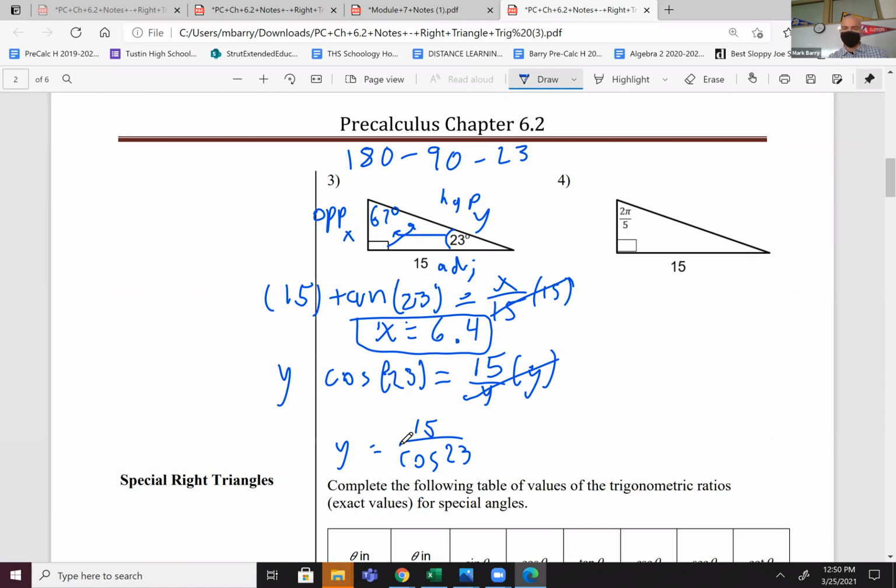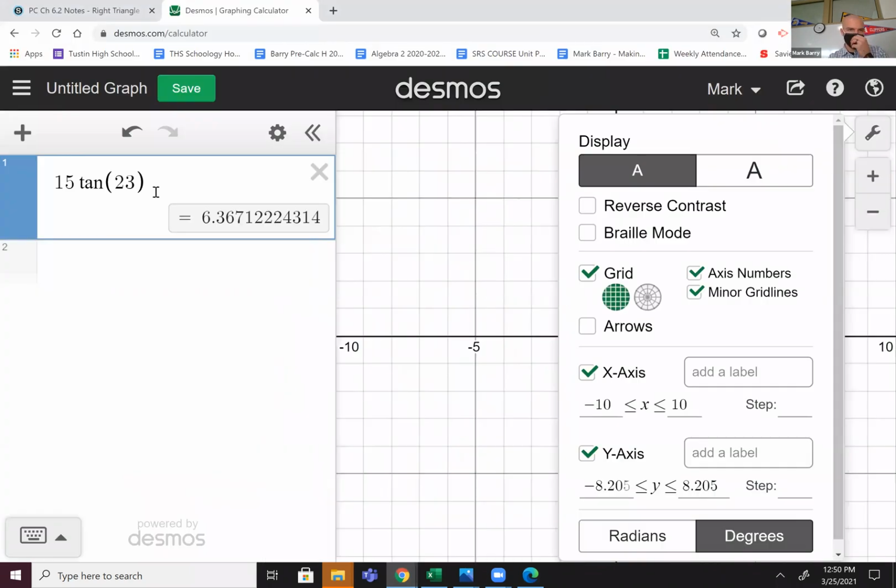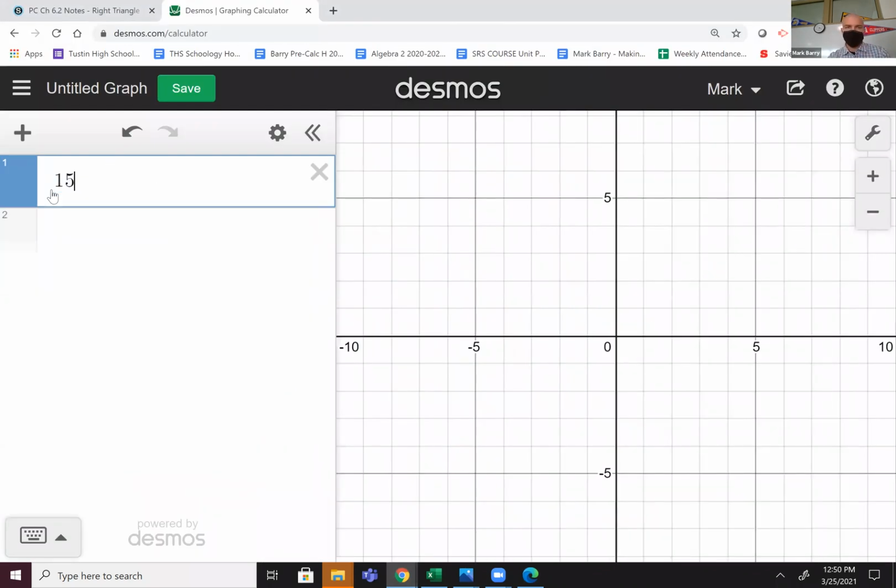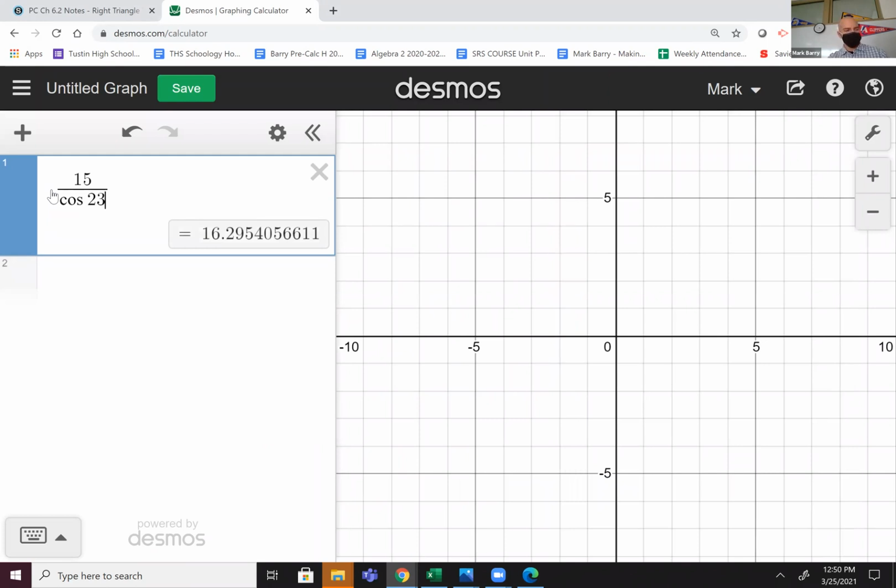All right, so we'll type that into the calculator: 15 divided by cosine of 23. I know I'm in degree mode because I checked it on that last one. So this answer looks good to me. We'll call it 16.3.